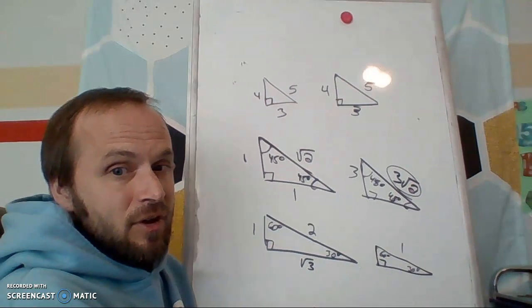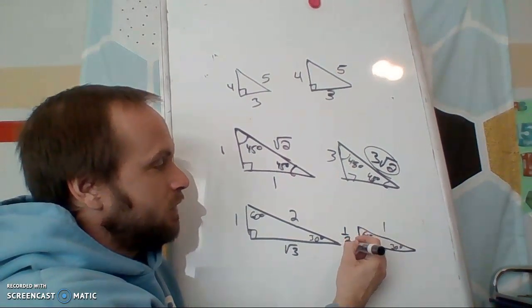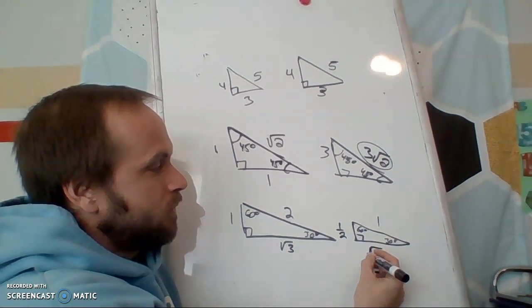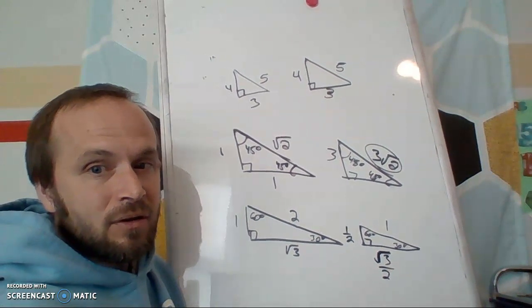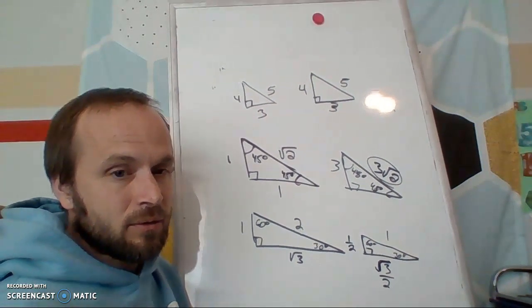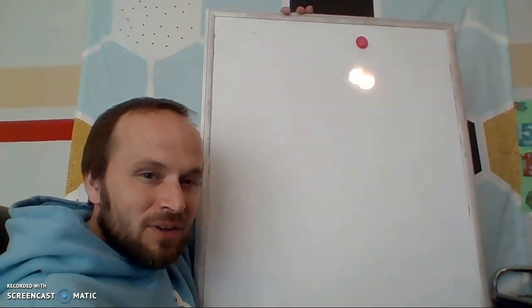So we do the same thing to all the other sides. Instead of this being 1, it's going to be 1/2, and this is going to be square root 3 over 2. I didn't have to do any Pythagorean theorem, and I could solve for those unknowns because I remembered those special right triangles.